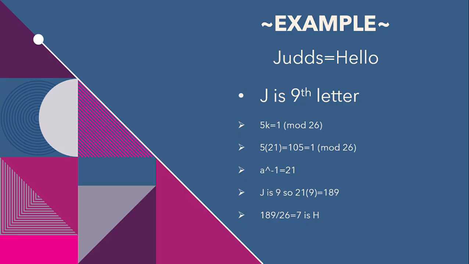Then we'd have 5 times 21 equals 105, which equals 1 mod 26. We get our 21 because we just plug in every number from 0 to 26 until we get it to equal 1 mod 26. So then A to the power of -1 is 21. J is the 9th letter, so 21 times 9 equals 189. Then 189 mod 26 is 7. You start at the beginning of the alphabet again with A starting at 0 and count to the 7th letter in the alphabet.